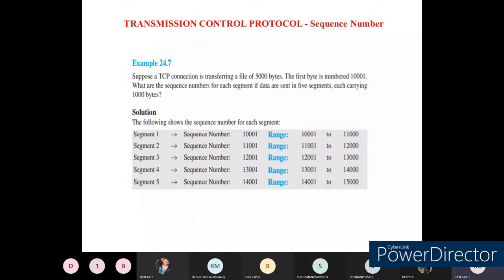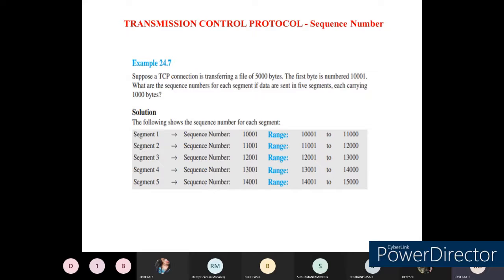Then how we use this sequence number is given in this diagram. Suppose a TCP connection is transferring a file of 5000 bytes. The first byte is numbered 1001. What are the sequence numbers for each segment if the data is sent via 5 segments? For each segment we allocate one sequence number.